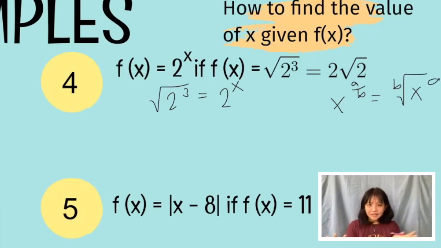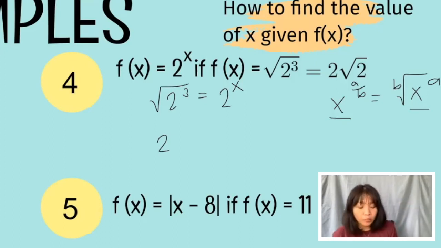So let's rewrite the square root of 2 cubed. The x, we just retain, so we write x. The numerator is the exponent of what's inside your radical. What is the exponent inside your radical here? It's the square root of 2 cubed. The 3 is the exponent inside your radical. So that's your numerator, 3. Over. What is the one outside?